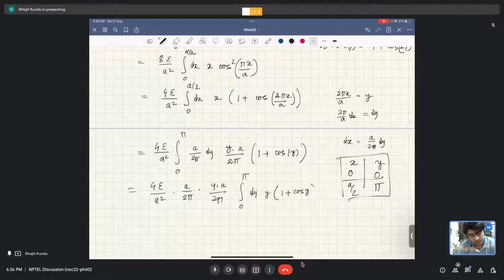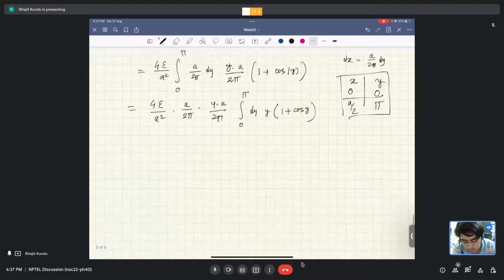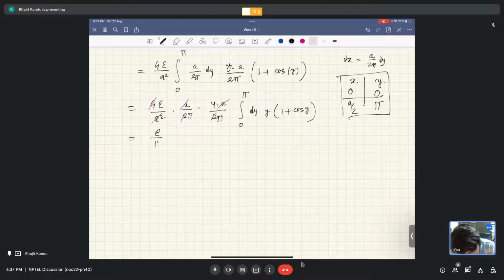One plus cos y, yeah. So now I have to do this integration. Before that, let's take care of these constants. So 4 cancels from here, here and here, and 2a cancels from here, and then I am left with only epsilon by pi square. Okay, so now let's focus on this integration.